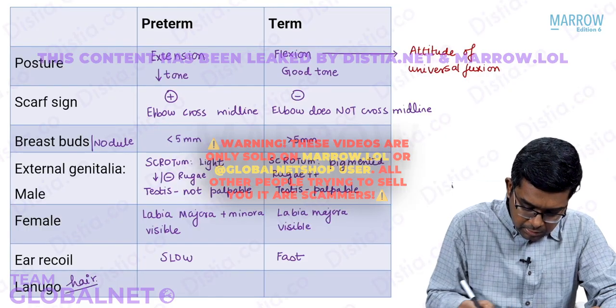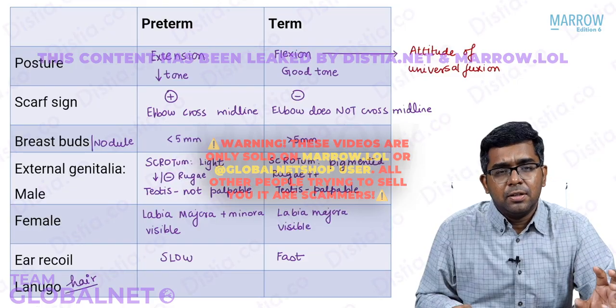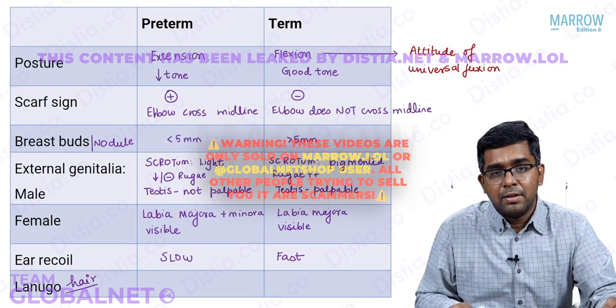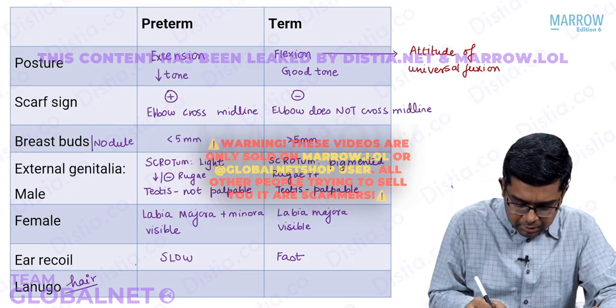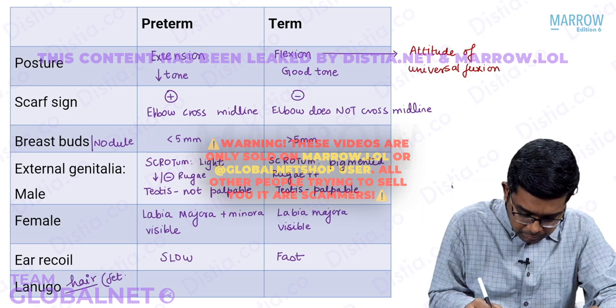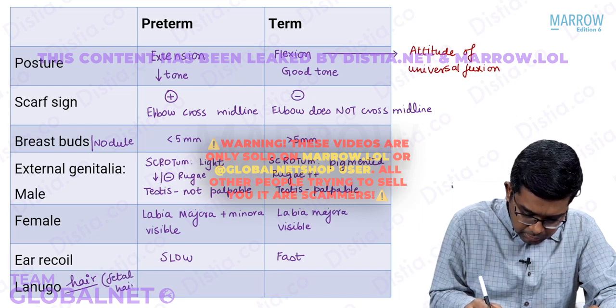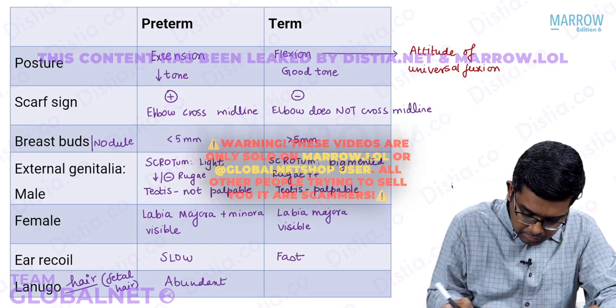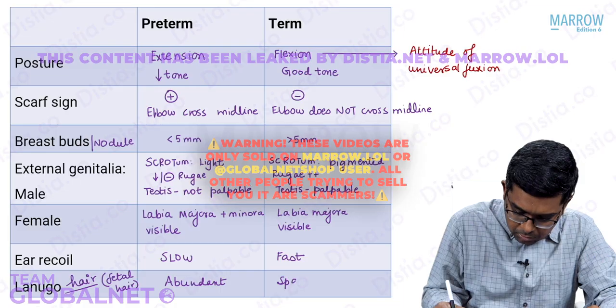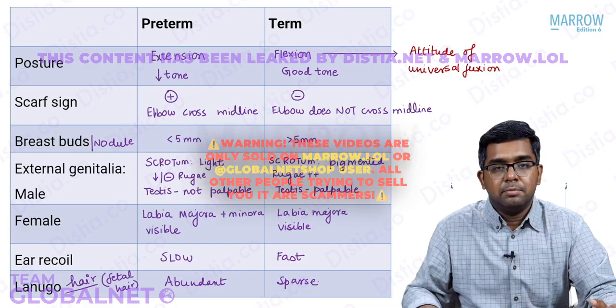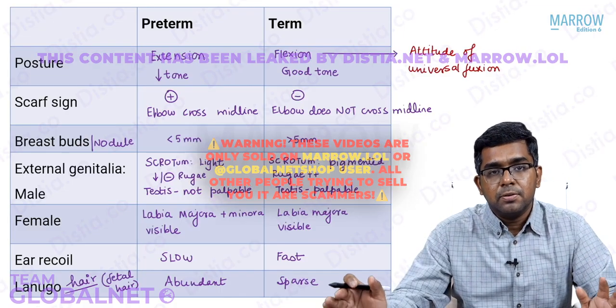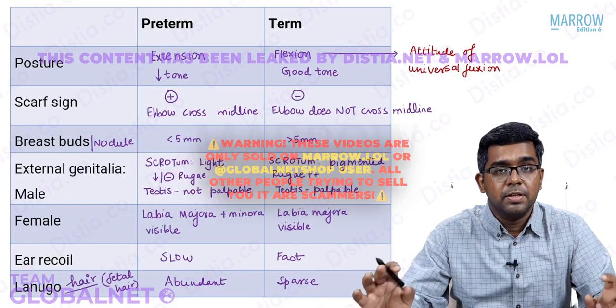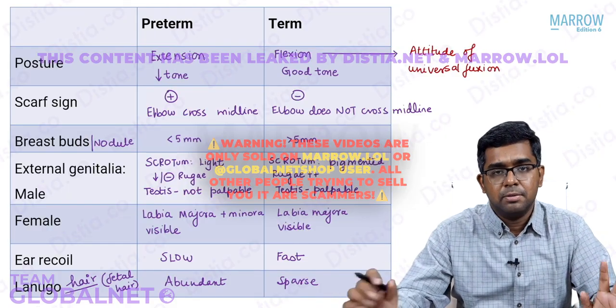Lanugo hair is a very fine, soft form of hair, which you also call fetal hair. It is usually abundant in a preterm baby, and it is usually sparse or even absent in a term baby. These are the points of difference as to how to differentiate between a preterm and a term baby.